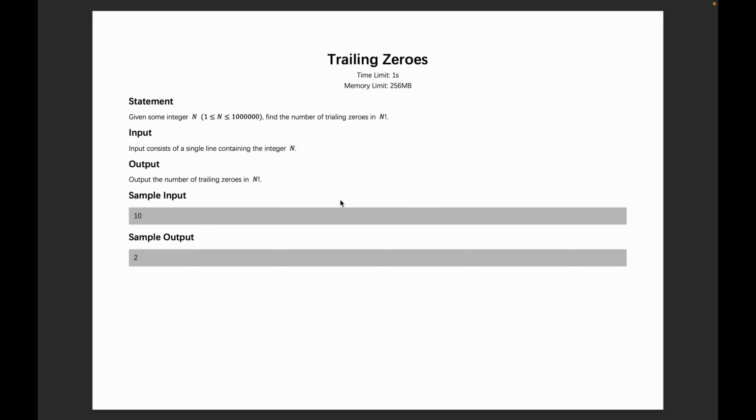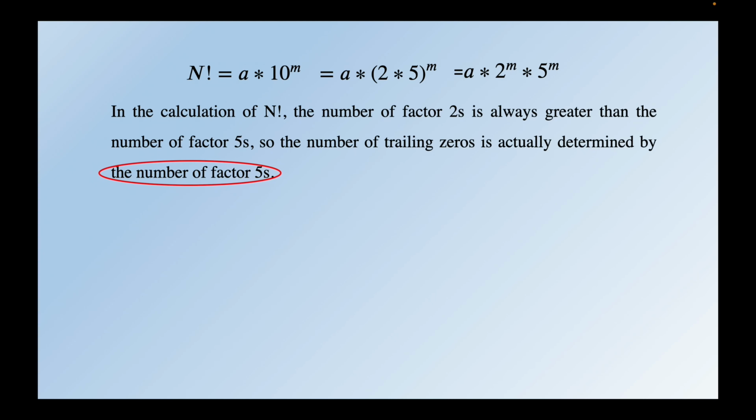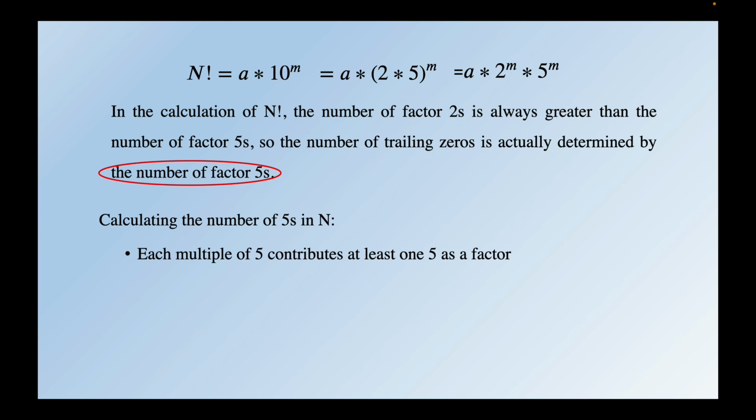To find out how many zeros are at the end of the factorial of an integer n, we need to use some mathematical knowledge. So n factorial can be represented as the equation above. In the calculation of n factorial, the number of factor 2 is always greater than the number of factor 5. So the number of trailing zeros is actually determined by the number of factor 5.